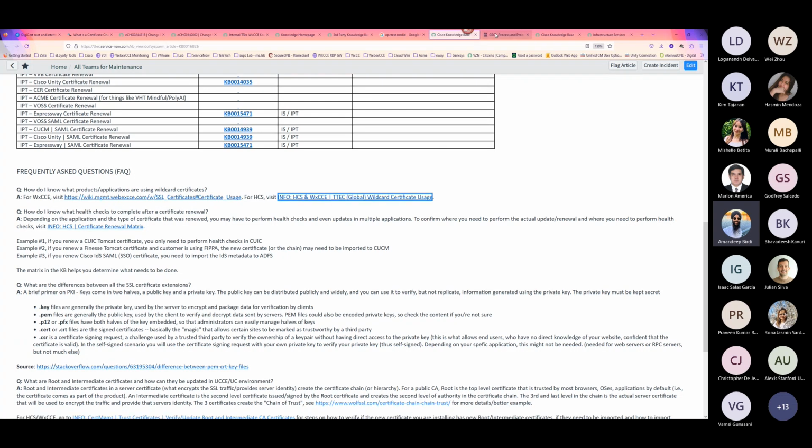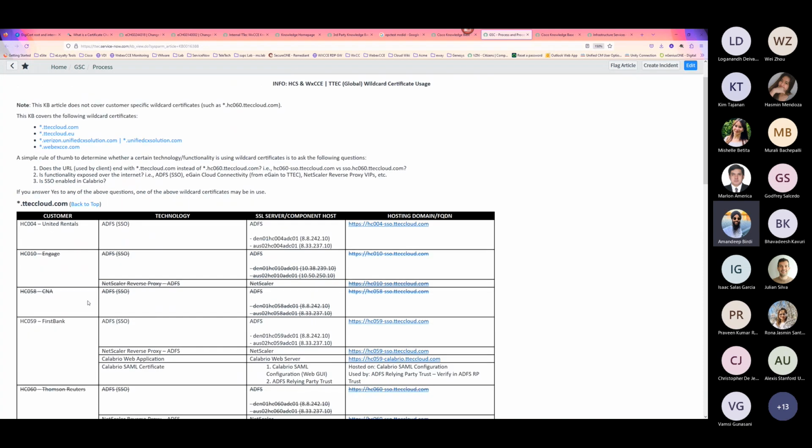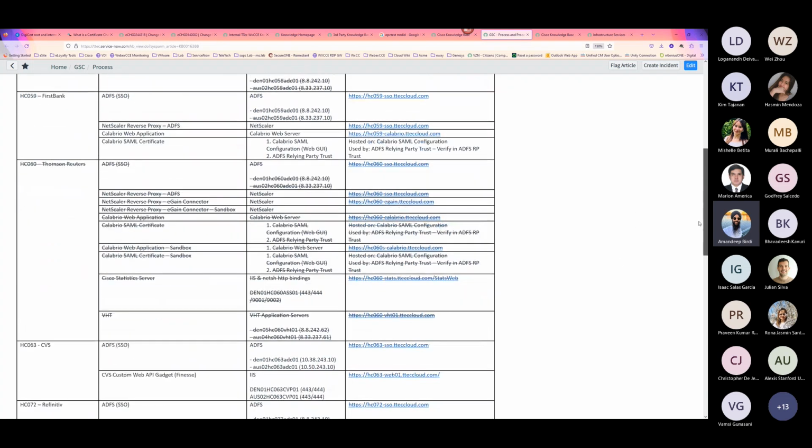For HCS, I created a separate KB in Snow. There's no wiki for this. This is in Snow. I did this last year when we had these wildcard certs, T-Tech Cloud, Verizon. They expired all at the same time and we had no idea, right? We missed quite a few applications, so there was a lot of panic. So I created this KB then.